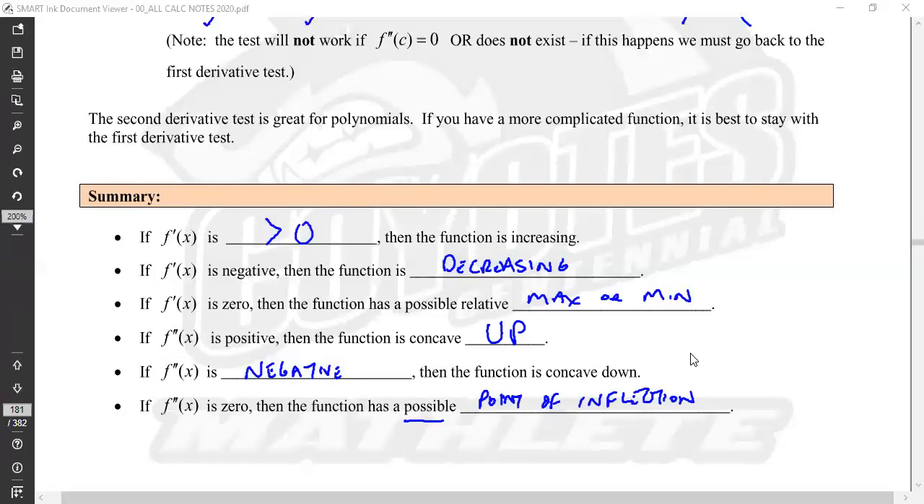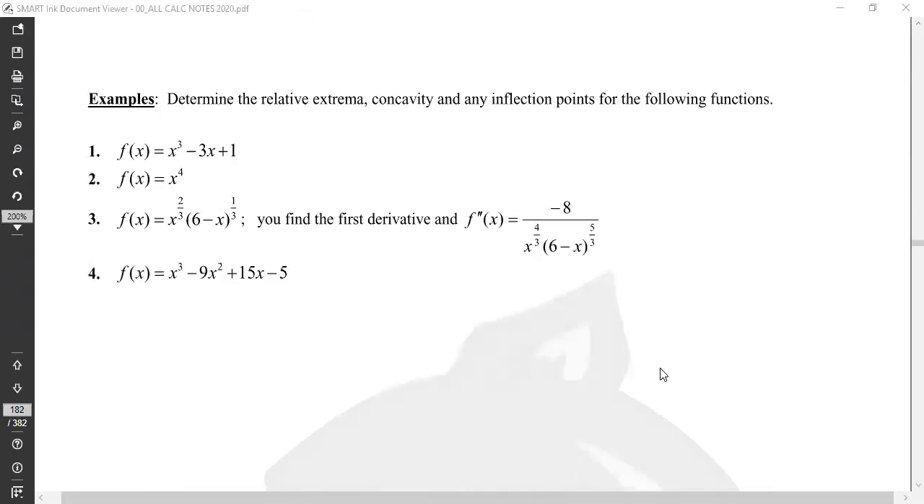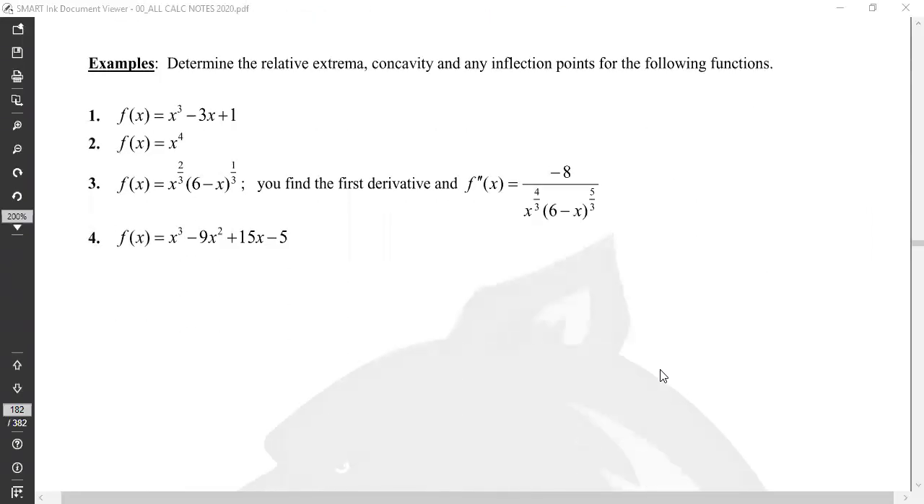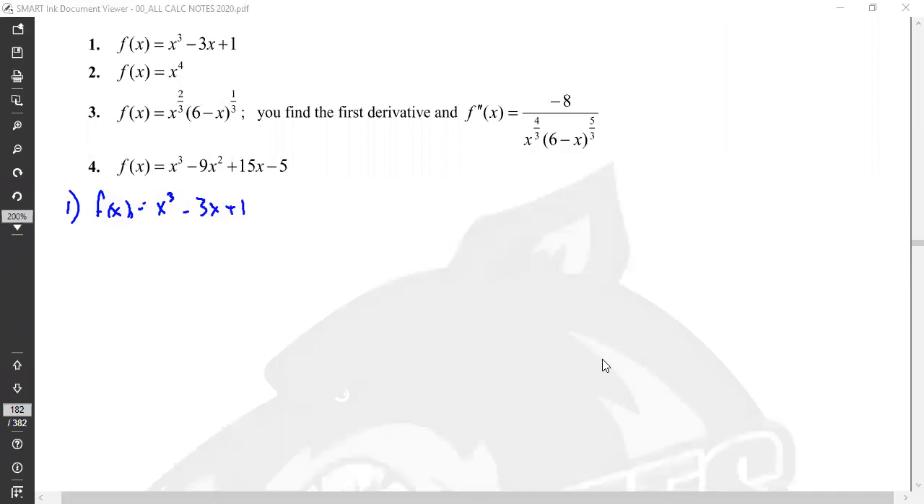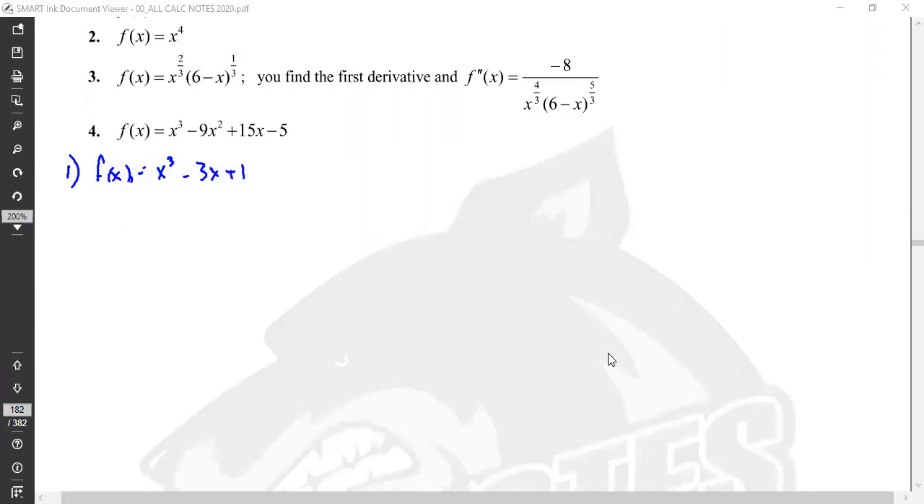All right, so what does this look like altogether? We've got 4 examples. Determine the relative extrema, concavity, and any inflection points for the following functions. Let's start with number 1, f of x is equal to x cubed minus 3x plus 1. So first, let's find our first and second derivatives. Super easy. It's just a polynomial. So f prime is 3x squared minus 3, and f double prime is 6x.